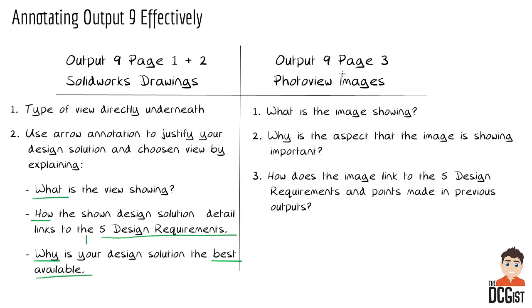Then in output 9, page 3 with the photo view images, you're going to be saying what is the image showing. Okay, so again, what is it showing? Why is the aspect that the image is showing important? Okay, so why is it important? And then how does the image link to the 5 design requirements made in the previous output? So again, very similar to the annotation in pages 1 and pages 2. Okay, you're always going back to those 5 requirements when you're putting in your annotation.